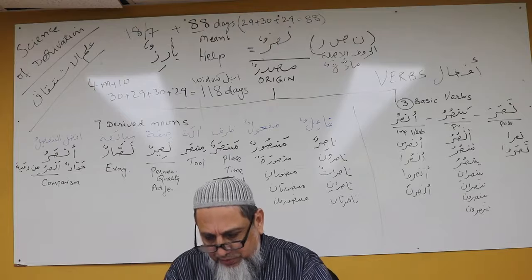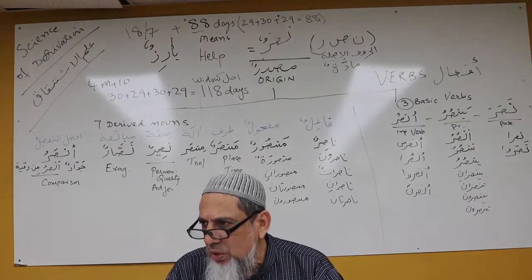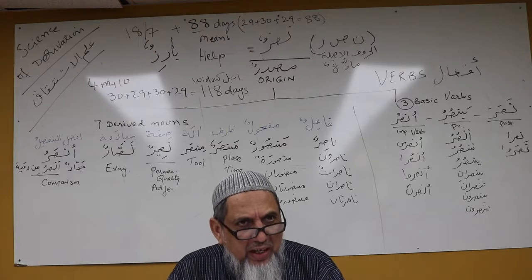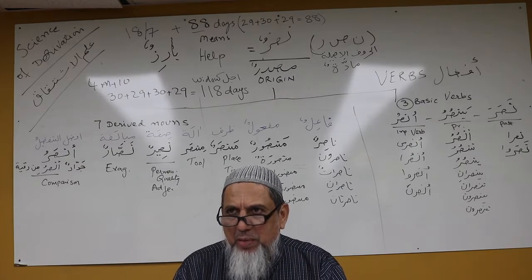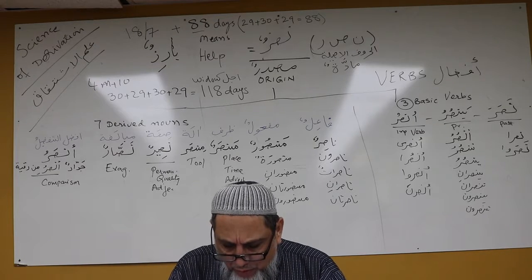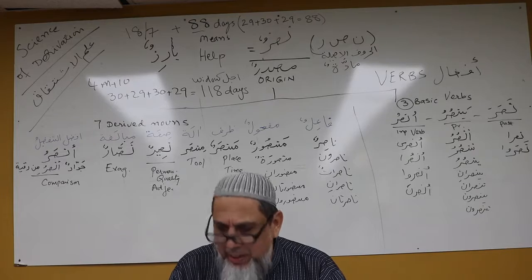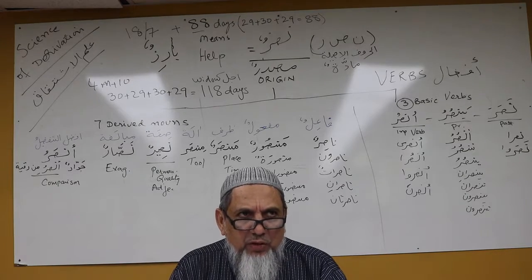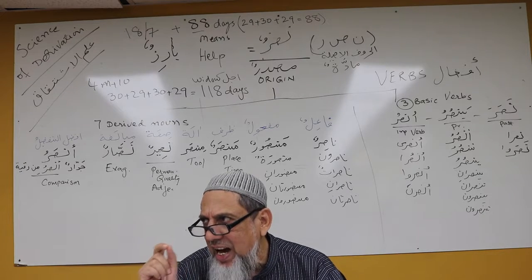Now we go to some examples. Go to the next page. Write down a big I. It starts with Hamza; Hamza is the sign of I. Repeat after me: Anfuku, Asbahu, A'budu. Anfuku means I blow, asbahu means I slaughter, a'budu means I worship. So this first Hamza in Fi'l Mudari means I.